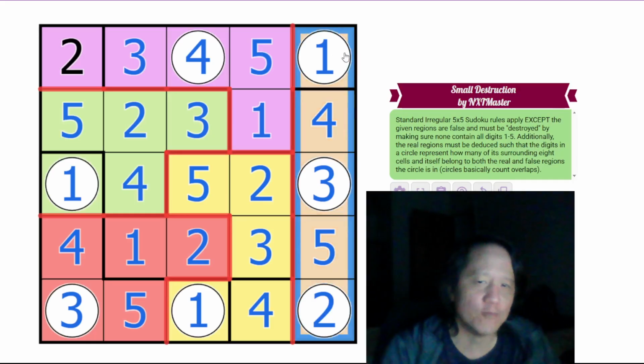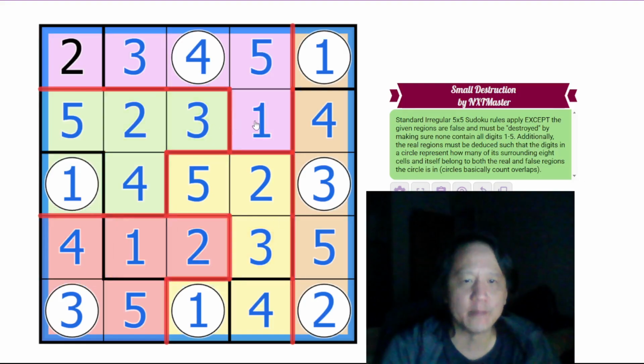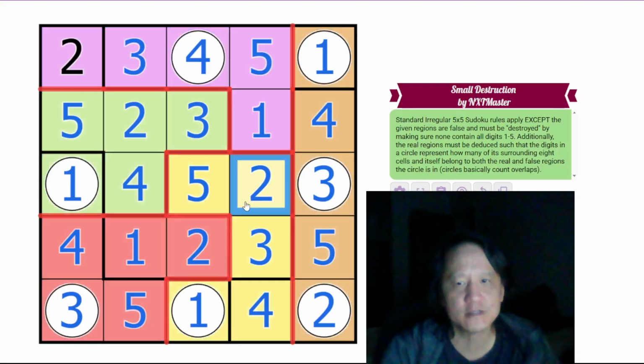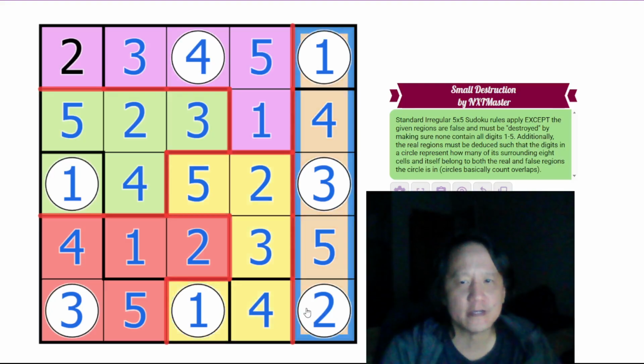And this is a 5 by 5, so obviously it's going to be much easier than, say, a 9 by 9 normal Sudoku size. So, I don't know, this was very interesting. I like the idea behind it.